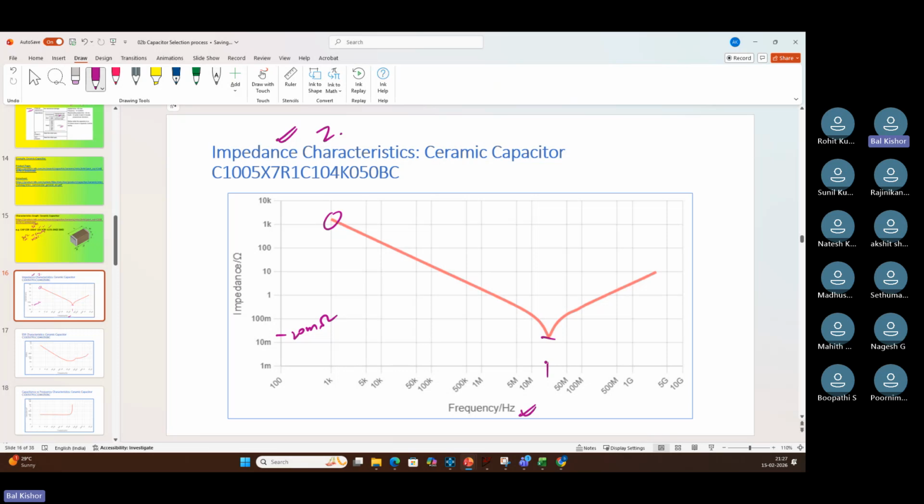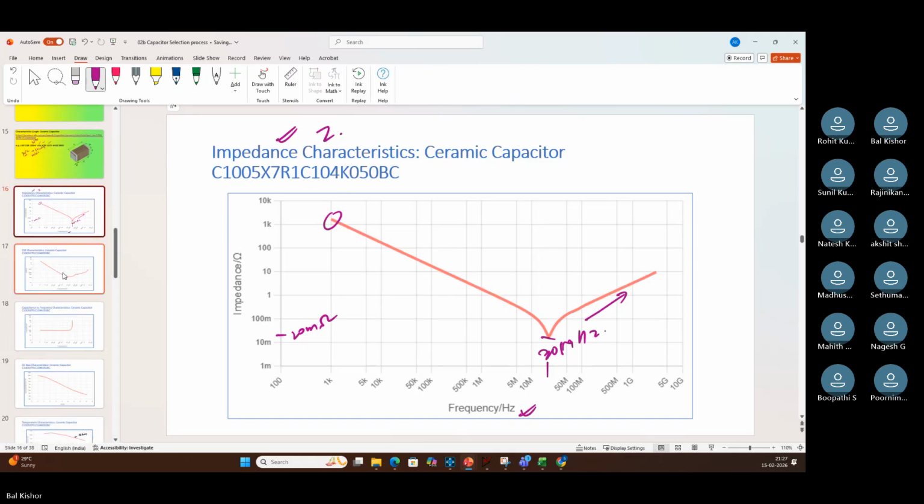Let's say, I think it is 10, 20, 30. 30 megahertz. 25. Yeah, so almost 30 megahertz is where the least value happens, and again it starts increasing. So this is the impedance characteristic. The impedance characteristic is different from the ESR characteristic, which I will tell you about.